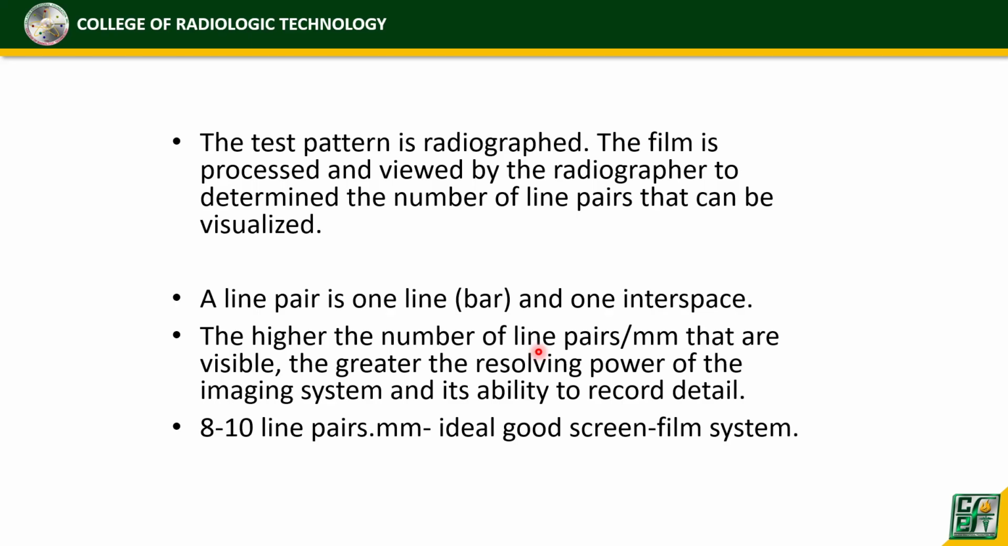So mas maraming line pairs na makita sa na-develop na radiograph during the assessment. Okay? So meaning mas maganda yung ability niya or mas mataas yung kanyang power to record detail. Okay? So sabi dito it is 8 to 10 line pairs per millimeter, yung ideal na good screen film system. Okay, again, it is 8 to 10 line pairs per millimeter. Okay, ano yun, di ba, per millimeter? Sobrang liit yun.